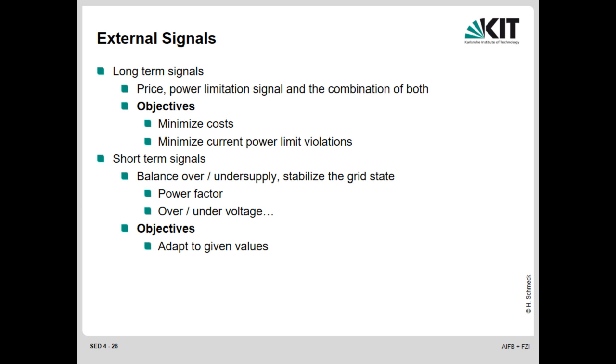And for that you use these external signals. You use long-term signals like price, power limitation signals and their combination. You have short-term signals, such as whether the current is in oversupply or undersupply, you have power factors, you have higher voltage, lower voltage, and maybe you have to respond to that. You can do that also. And you would like to adapt to the values that are better for the system, so stabilize the voltage and things like that. And you will respond to these parameters in the energy management.